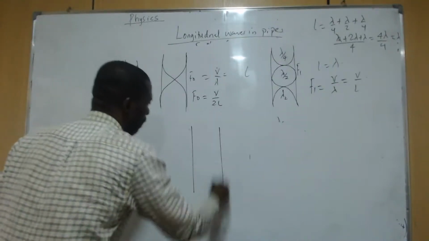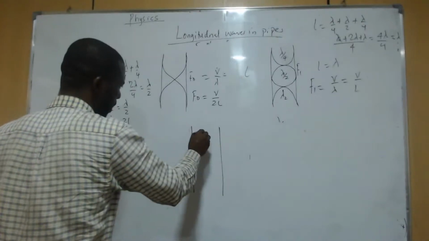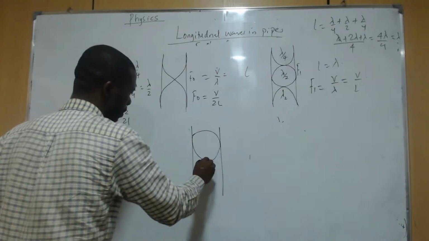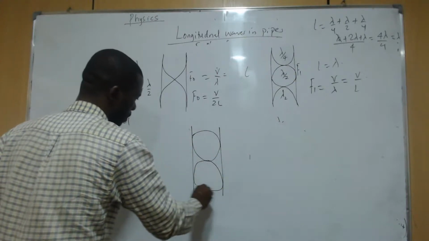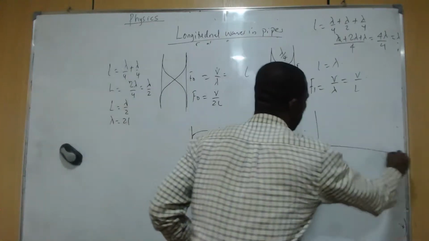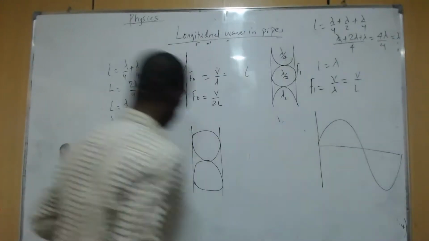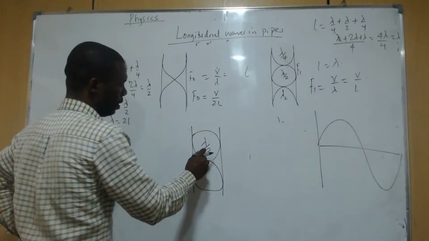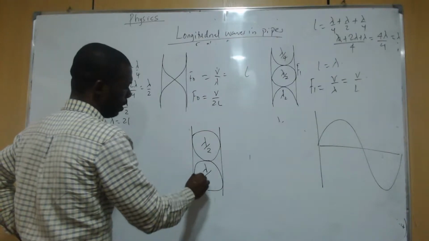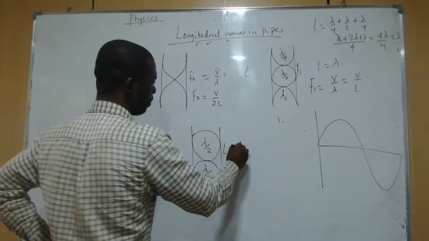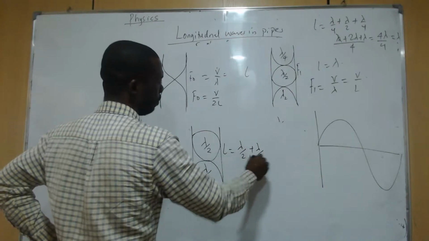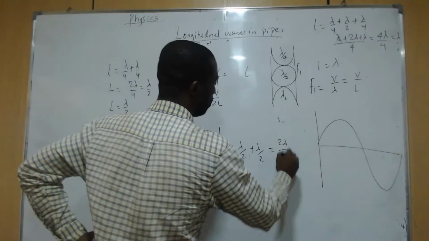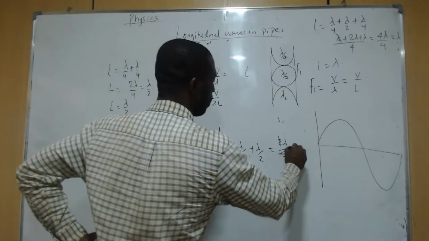For the second overtone, it's going to be like this, which, if you represent it as a wave, is a full wave. So if here is lambda over 2, and here is lambda over 2, lambda over 2, that means L will be equal to lambda over 2 plus lambda over 2, which is 2 lambda over 2, which is equal to L.